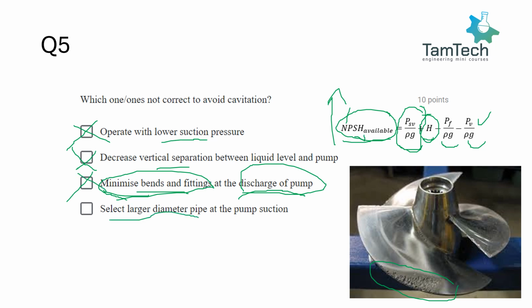Select larger diameter at the pump suction. If D is greater, it means the PF will be lower. From the formula itself, if the PF is lower, as it's a minus, minus and minus together will be higher. Therefore, the higher this one, the higher the NPSH available. So it means that it will help us to be further from the cavitation region. That's correct. So 1, 2, and 3 are all incorrect.